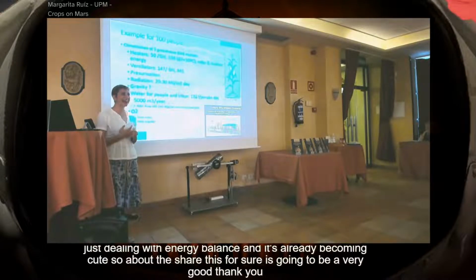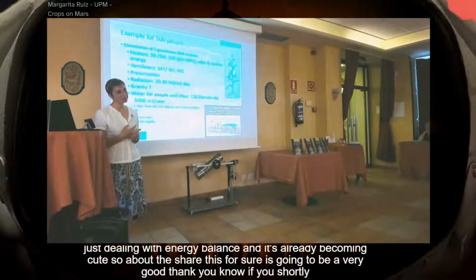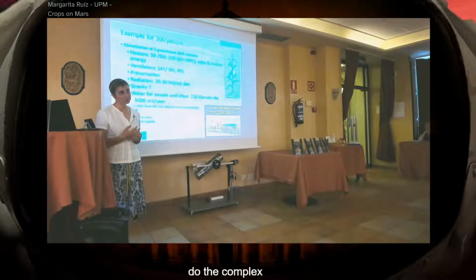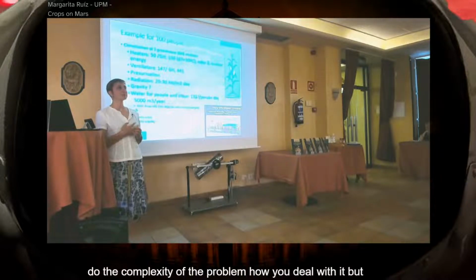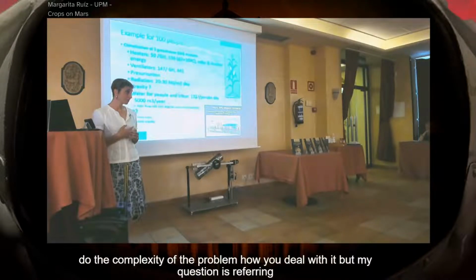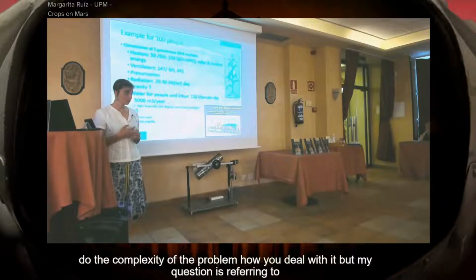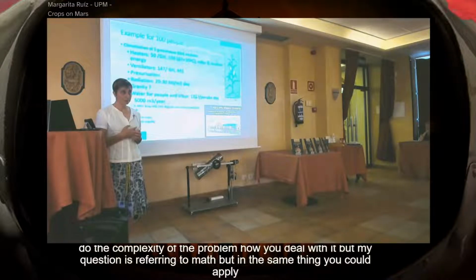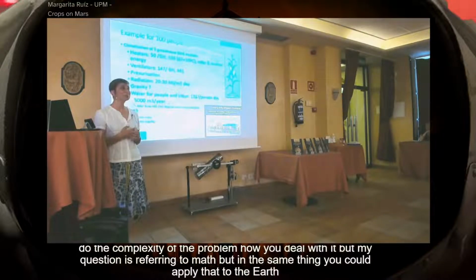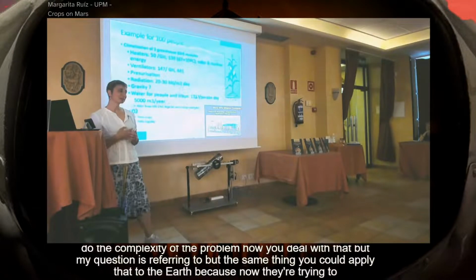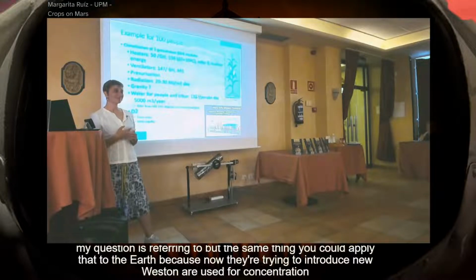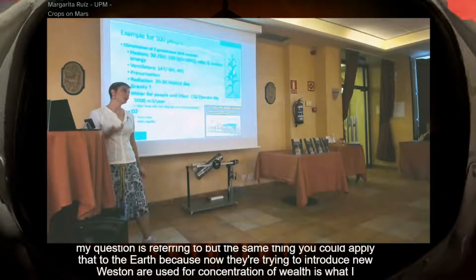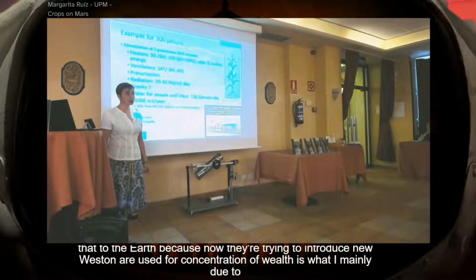One short question. I'm impressed by the complexity of the problem and how you deal with it. But my question is the following. You are trying to apply that to Mars, but at the same time you could apply that to the Earth. Because now they are trying to introduce new scenarios for cultivation. Actually, application on Earth is what I mainly do. Climate change adaptation. That's what I do.